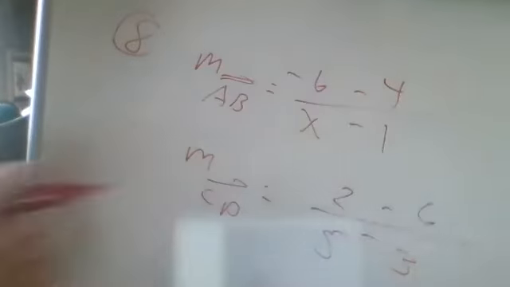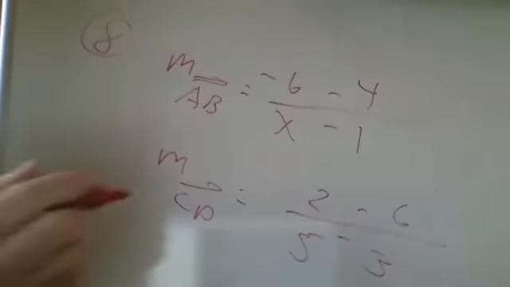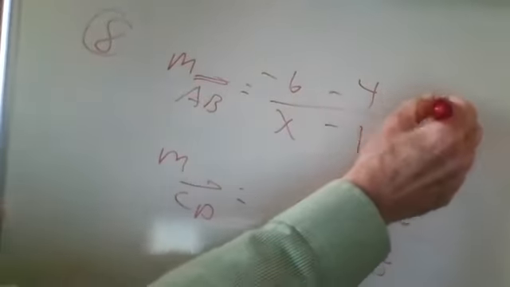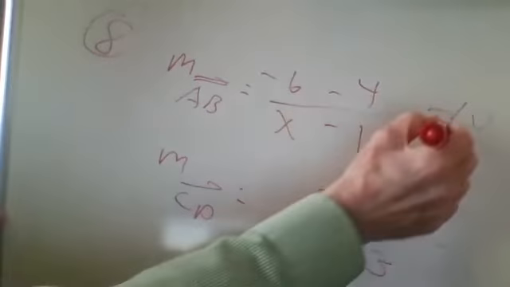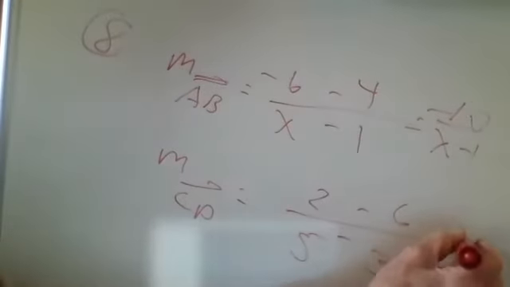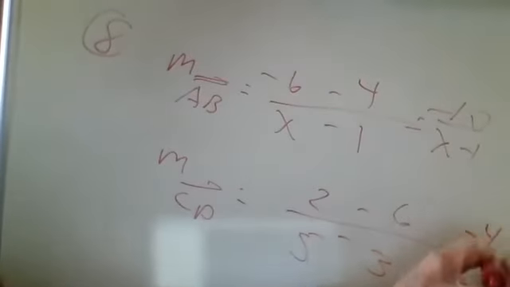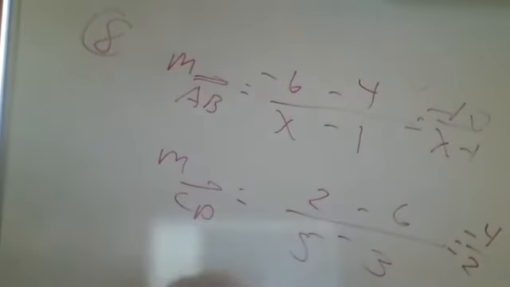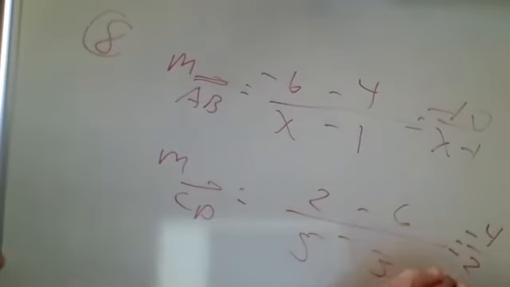Okay, so -6 minus 4 is -10 over X minus 1. And 2 minus 6 is -4 over 2, all right? And -4 divided by 2 is -2. So make sure you get all that written down. So if these lines are parallel, then that means this slope has to be the same as that.